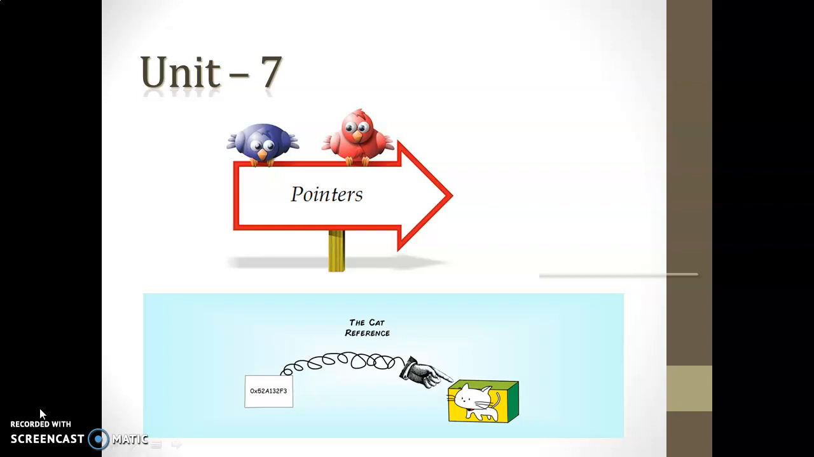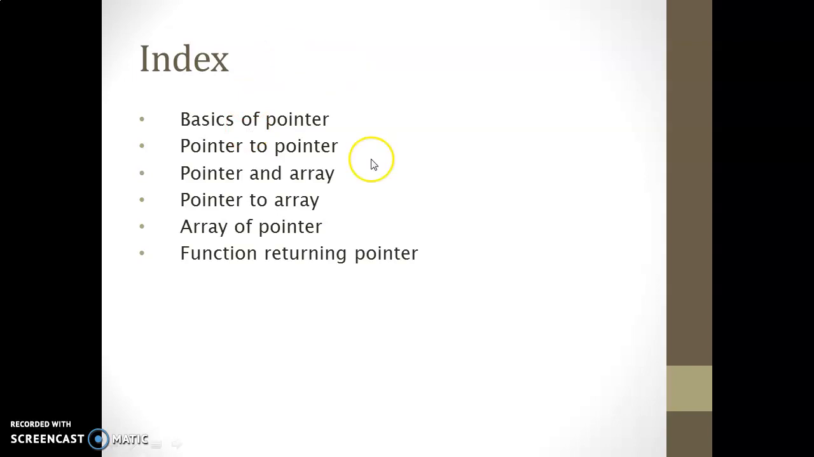In this session, we will start Unit 7, that is pointers. In this chapter, we will see the basics of pointer, pointer to pointer, pointer and arrow.